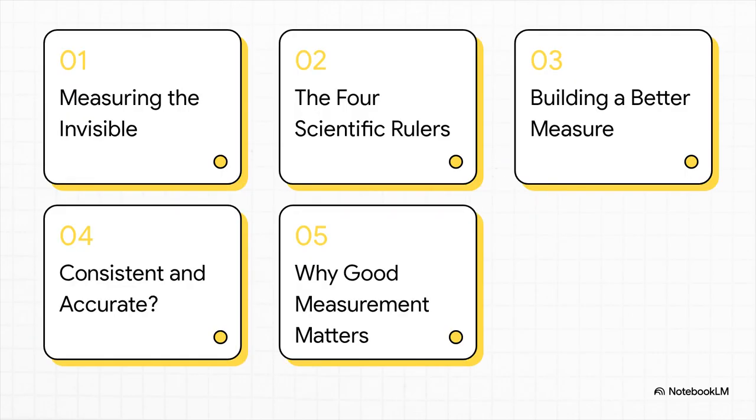So here's our game plan for this explainer. We're going to start by defining what it even means to measure the invisible. Then we'll look at the 4 scientific rulers that we use for the job. After that, we'll see how you actually build a better one. And finally, how to make sure it's both consistent and accurate.